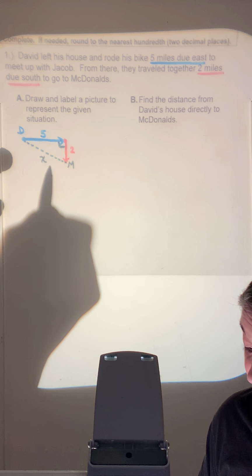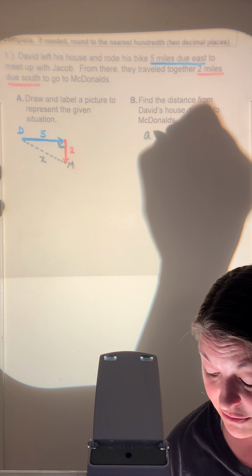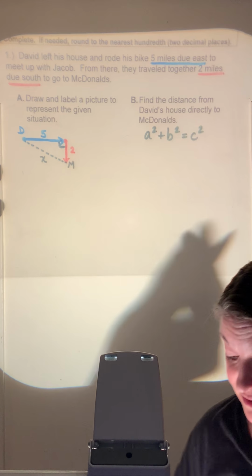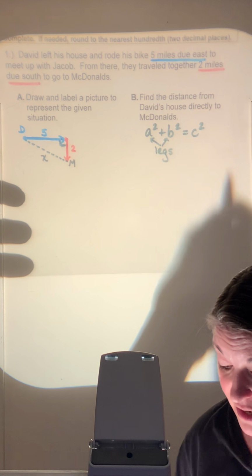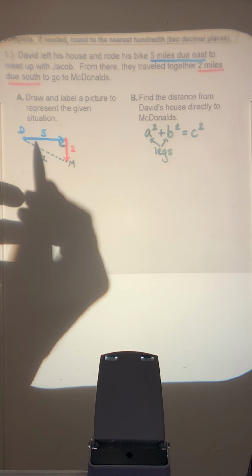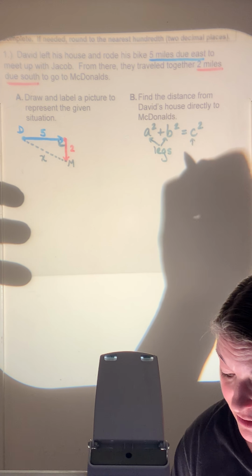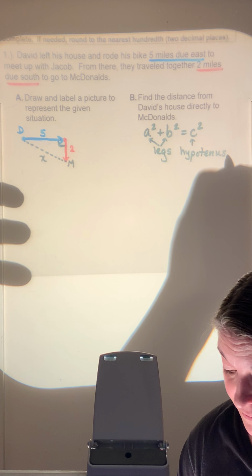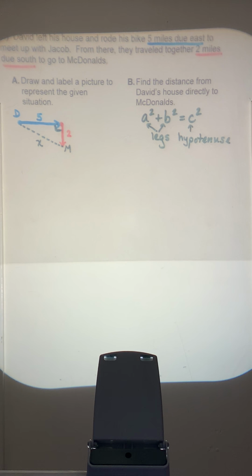Because it's a right triangle, I can use the Pythagorean Theorem. Remember, the Pythagorean Theorem is a squared plus b squared equals c squared. And if you remember, the a and the b are what we call the legs of the triangle. They're just the sides that make up the 90 degrees. And this right here, we call the hypotenuse. The hypotenuse is always the side that's across from the 90-degree angle.